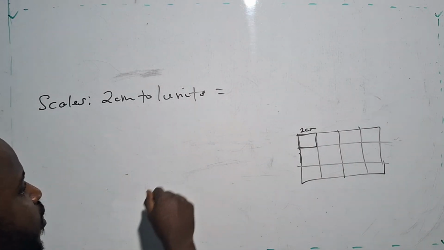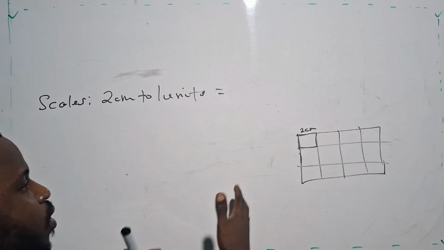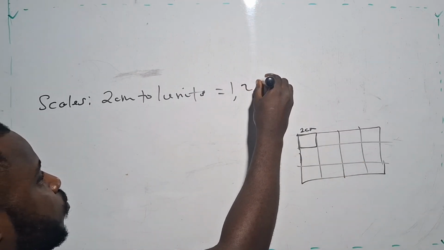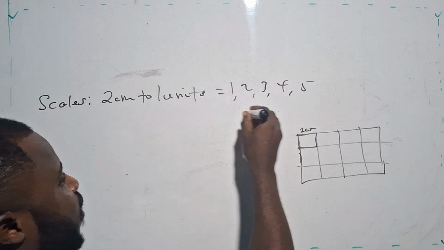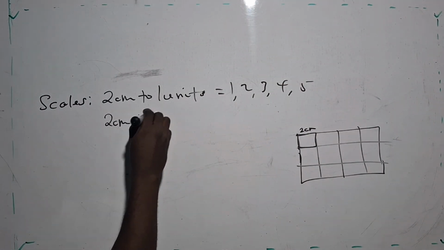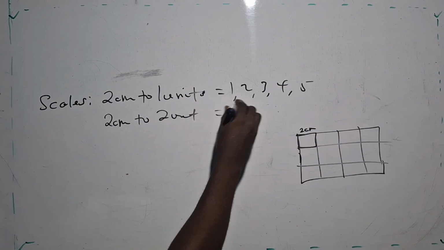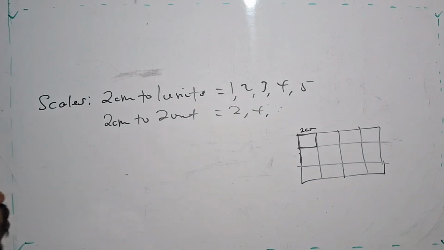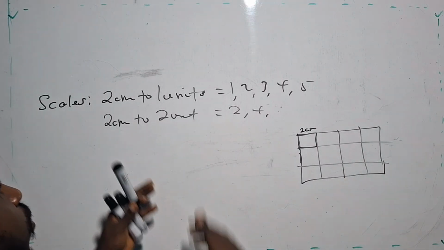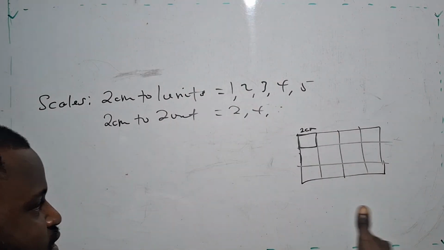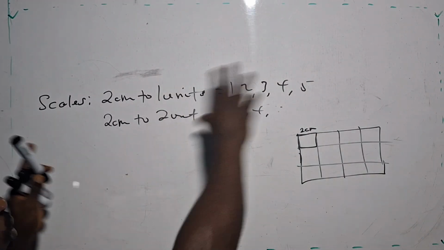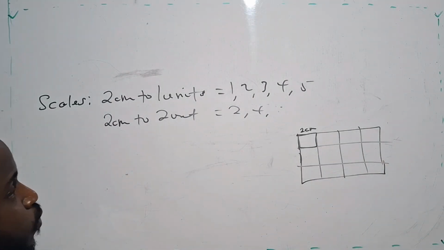Now, to 1 unit means that the numbering should be what? The interval between the numbers should be 1. So this one starts 1, 2, 3, 4, 5, then -1, -2, negative. When you see 2 centimeters to 2 units, the numbers should be 2, 4, 6, 8, 10. When you see 2 centimeters to 5 units, it means 5, 10, 15. The interval determines the units on each axis of the graph. So this is one thing I'll teach you with regards to what we are doing today.